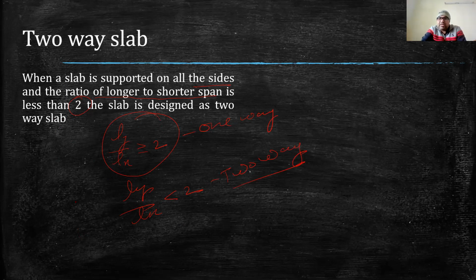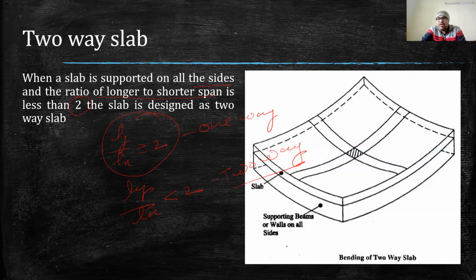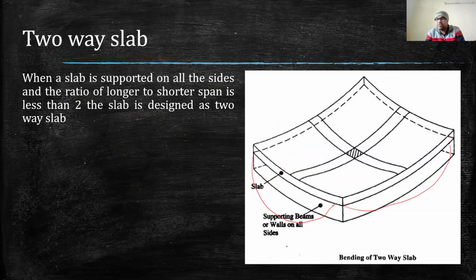Now, in case of two-way slab, bending will occur along both the spans, and we actually consider it in our design. So here you can see bending is occurring along this span, and along this span. So we will design the slab along the shorter span and along the longer span also, which means there will be some significant amount of moment present along the shorter span as well as along the longer span. And we provide main reinforcement for the slab along shorter and longer span as well.